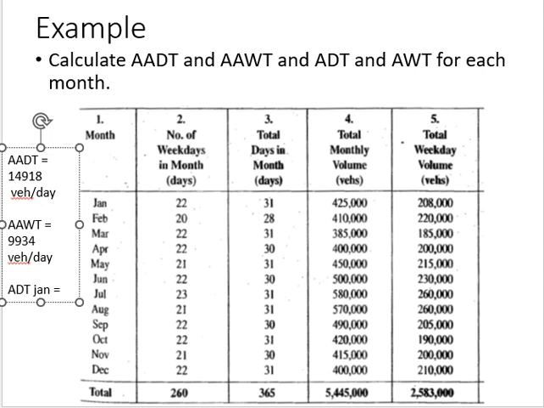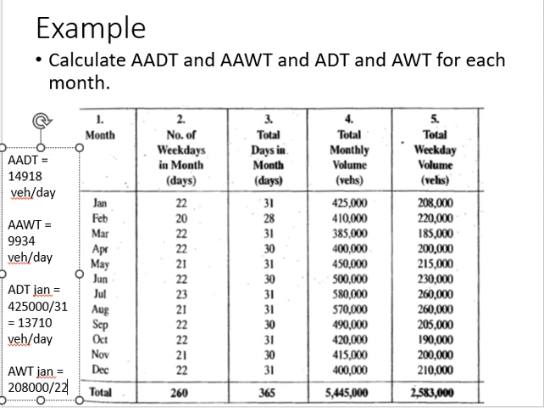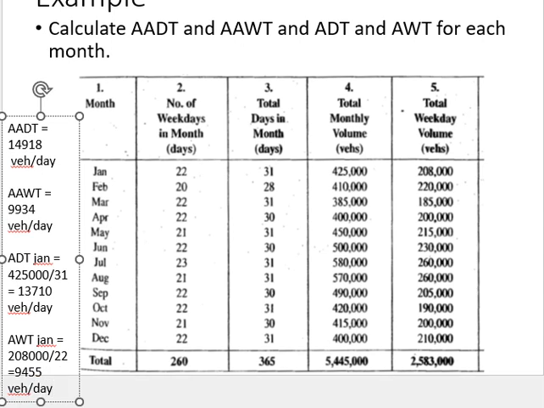Okay. Now, ADT of January. What upon 31? Okay, ADT of January. So now we will have the value. Okay, any problem? Easy, right?